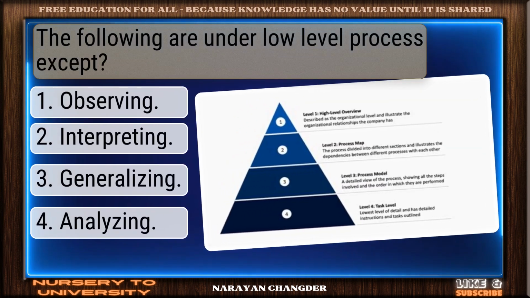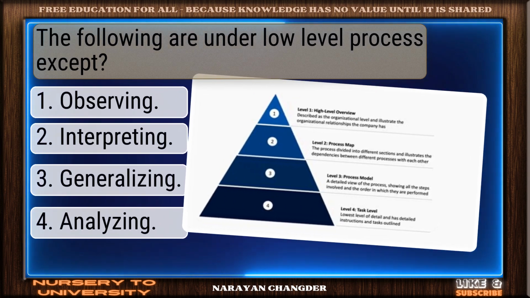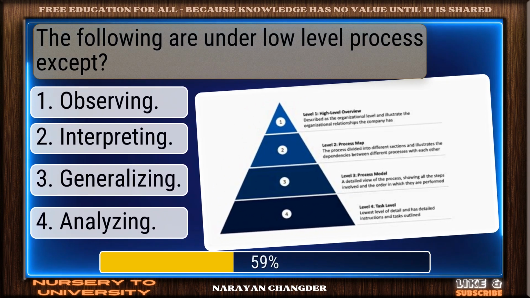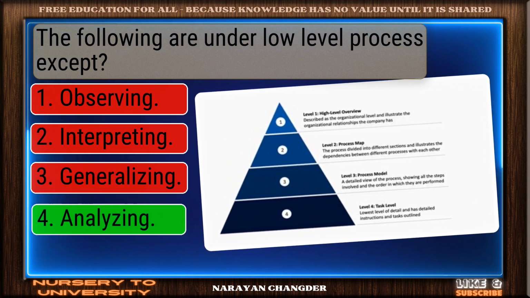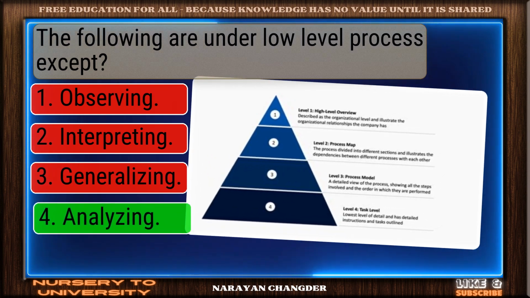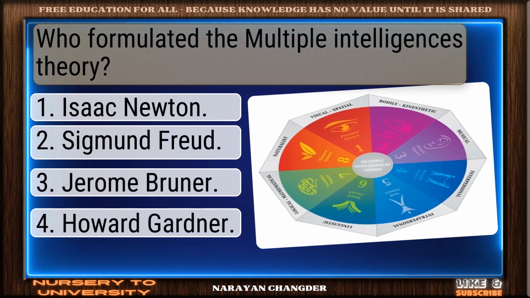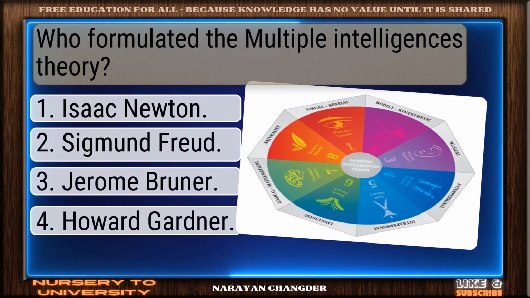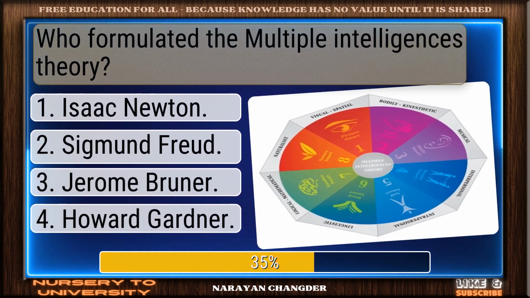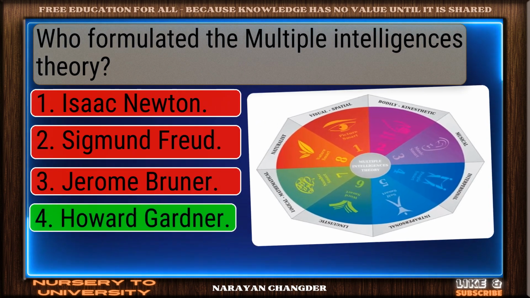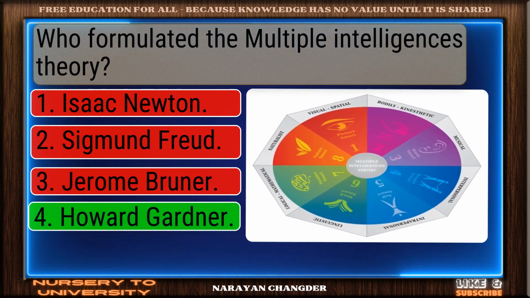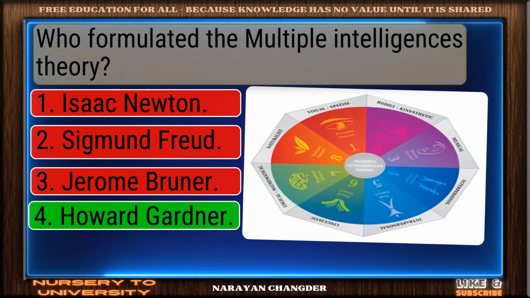The following are under low-level process except. Correct. Analyzing is the right answer. Who formulated the multiple intelligences theory? Good thinking. Howard Gardner is the right answer.